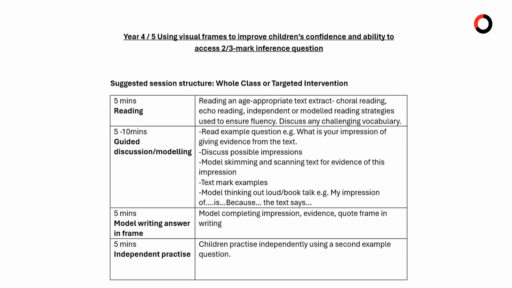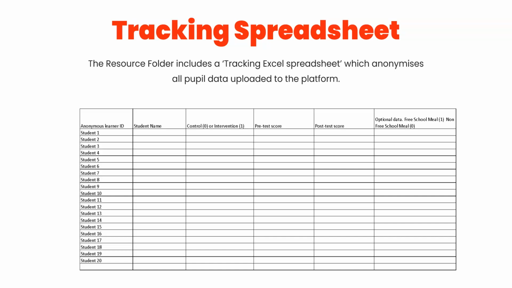The school that has developed this approach has shared their suggested session structure, which includes a 5-minute reading, 5 to 10 minutes guided discussion and modelling, 5 minutes for model writing answer in the frame, and then 5 minutes independent practice. And you will find a copy of this in the resource folder. You'll also find a tracking spreadsheet, which allows you to link an anonymized student ID to a student in the class.